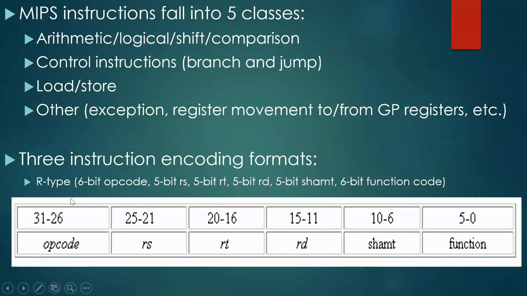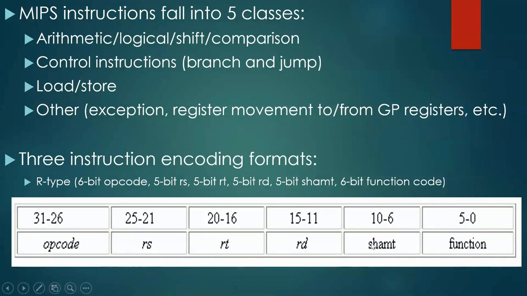If you take the R type, you have six components. The first one is the function, bits 0 to 5. What function you are going to perform, whether arithmetic, logical, or shift, is called the function. It is a 6-bit function code. Next we have a 5-bit shift amount. SHAMT is the shift amount.